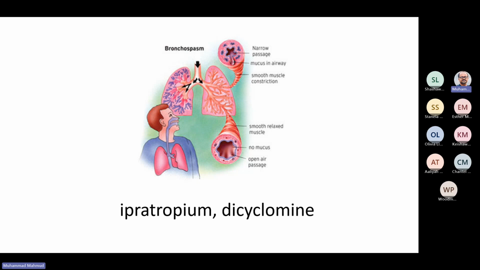This patient, you see, he's having some problem with breathing. Normally, if you take a look at the lower bronchioles, you see it is open. The airway is open. But for this patient, it's narrow and he's having some breathing problems. So to open this up, we use anticholinergic drugs. For bronchospasm, we use anticholinergics. Example, ipratropium and dicyclomine.